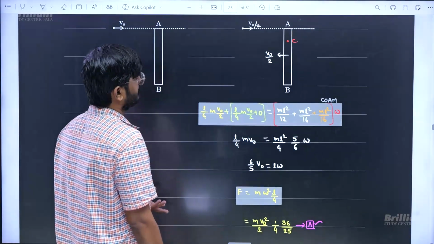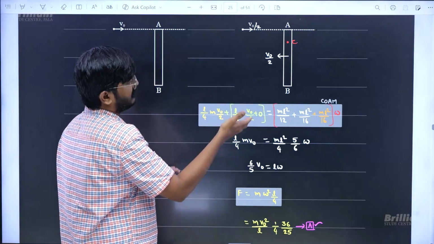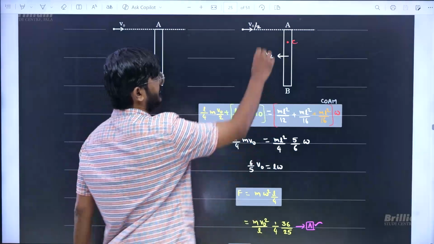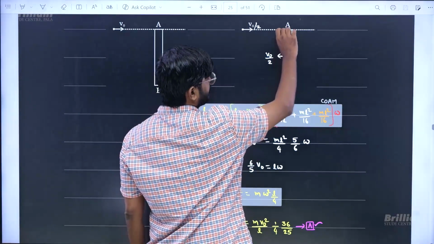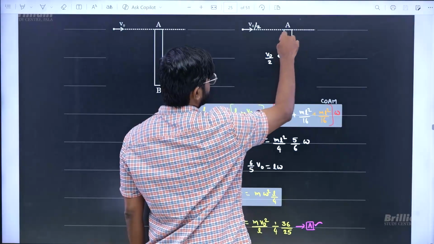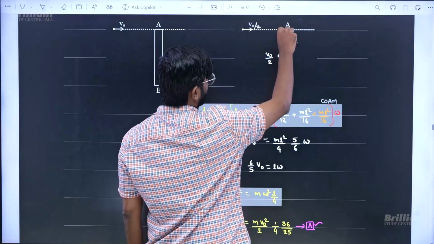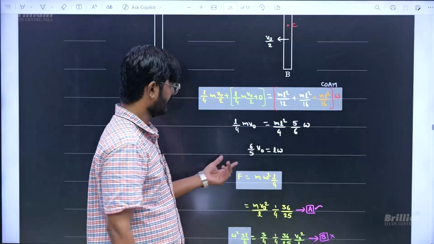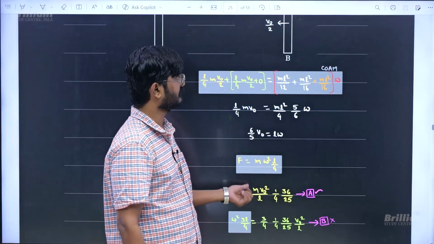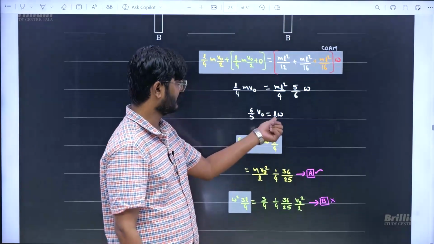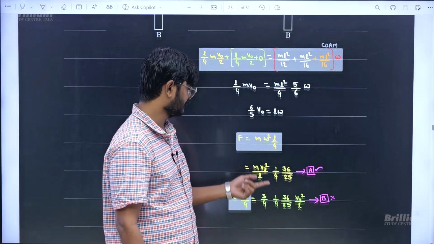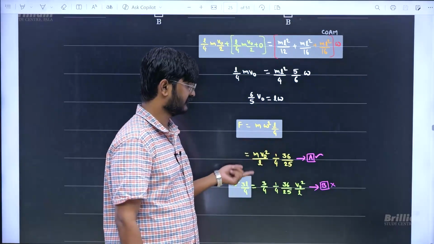Then they were asking what is the force exerted by the particle on the rod or by the rod on the particle. So once it hits, everything is going to rotate about this axis. So the particle is going to perform circular motion of radius L by 4. So m omega square L by 4 will be the force acting on the particle. Omega value we already got from here. When you substitute, you will be getting this is the force.